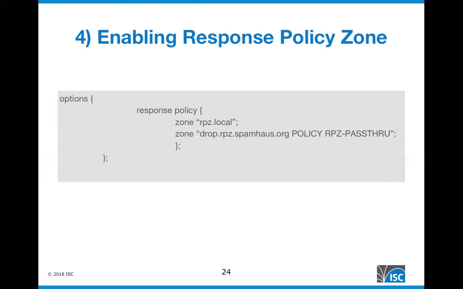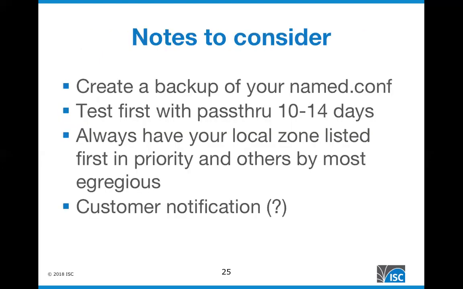The other thing that I put in here was policy RPZ-pass-through. Now what that means is the zone is defined. However, any action that happens with that zone will be logged, but no action will happen with it. So you'll see that a hit happened on the drop zone, but it will just let it pass through. And that's something that we recommend when you first implement. We don't want you to add all of these feeds to your system and then just start enforcing without even testing your policy. So a couple of notes to consider.